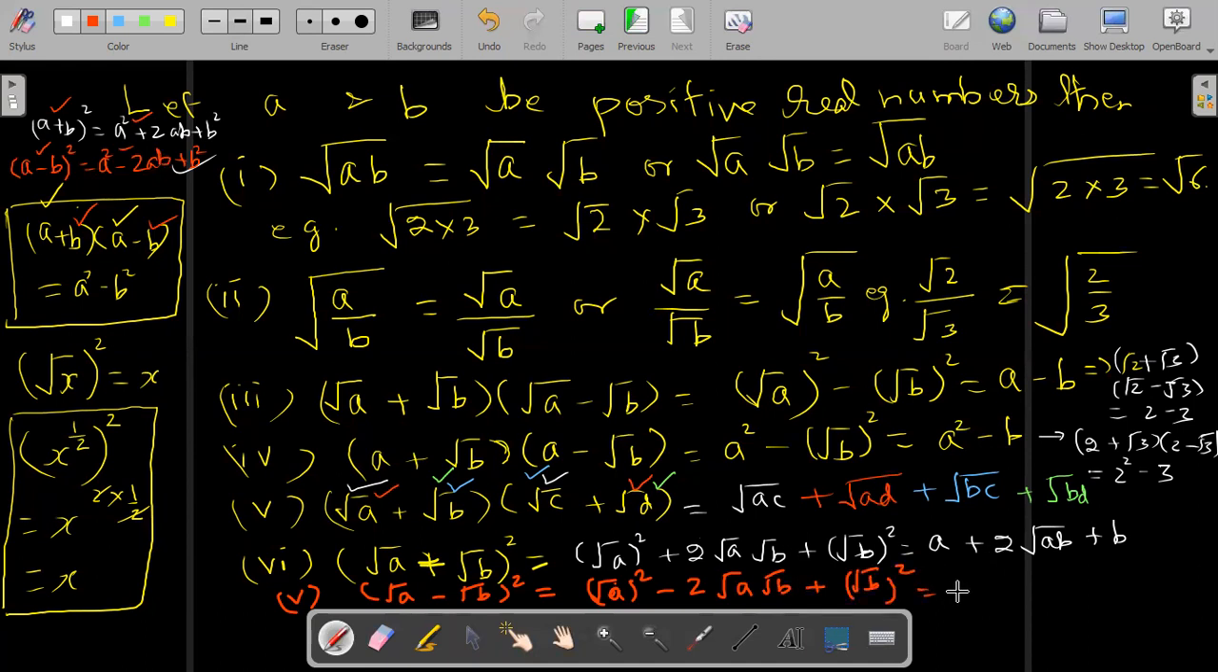The root a whole square is a minus 2 root ab plus root b square is b. If you are not understanding, Imran, you need the basics from class 8, these formulas and everything. Square root we studied in class 8 actually. So whenever we are simplifying, we are using these things for simplification. And one more thing is there, that is called rationalization.